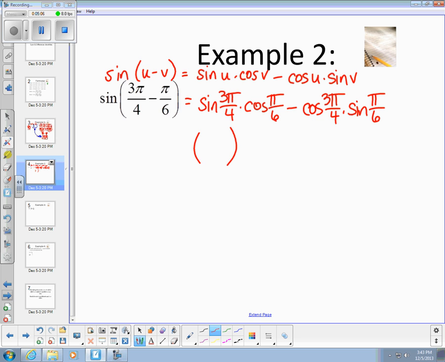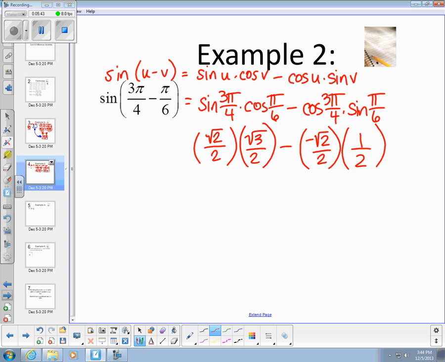So sine of 3 pi over 4 would be the square root of 2 over 2. The cosine of pi over 6 is square root of 3 over 2. If you're not sure where I'm getting these numbers from, please ask in class. Okay, minus cosine of 3 pi over 4 is negative square root of 2 over 2 because 3 pi over 4 is in the second quadrant. In the second quadrant, cosine is negative while sine is positive. And then sine of pi over 6 is 1/2.